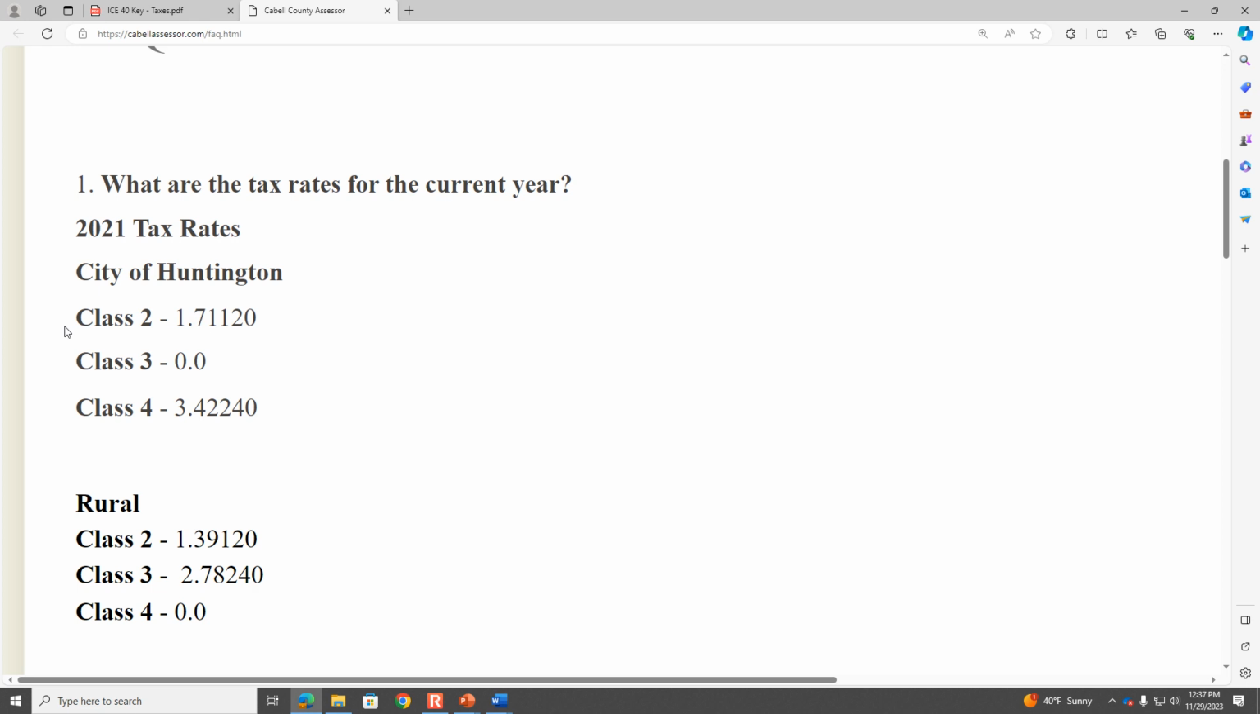So class 2 is the tax rate, it's a percent. So 1.7112% of the property assessed value has to be paid if it's owner occupied. So class 2 is if you're living in a house and you're the owner of it. If a property is occupied by renters, then the tax rate is higher.